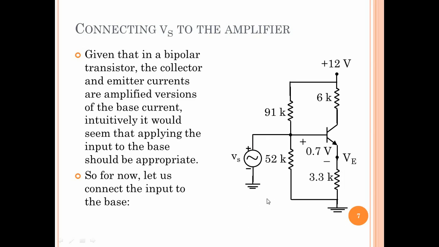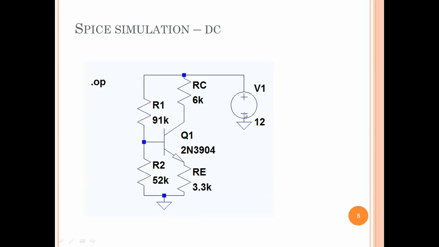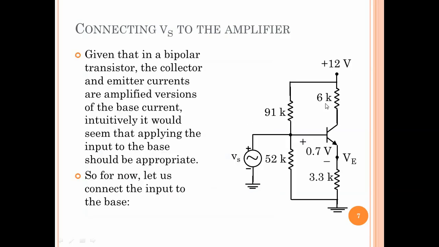So what I did is, I said, okay, I have this circuit. I could of course sit and analyze this first, but I said, let me put this in SPICE and see what happens. So here is what I did. Here is the same circuit in SPICE, same resistance values. Let's just go back. So 6, 3.3, 52, 91, 12 volts. Which is what here, 6, 3.3 and 52, 91.